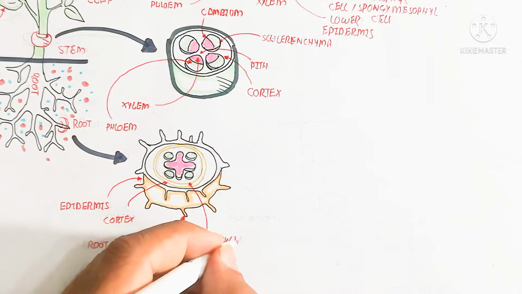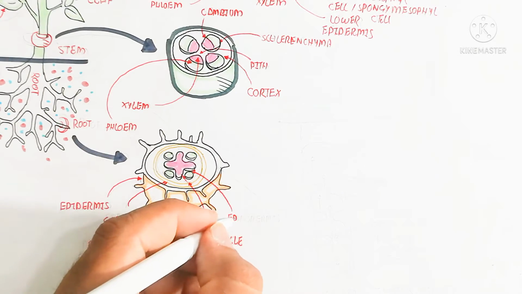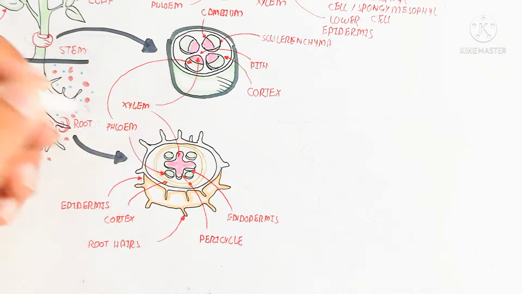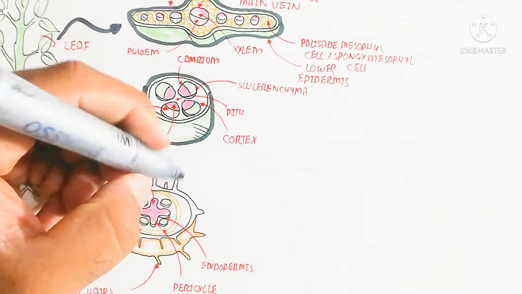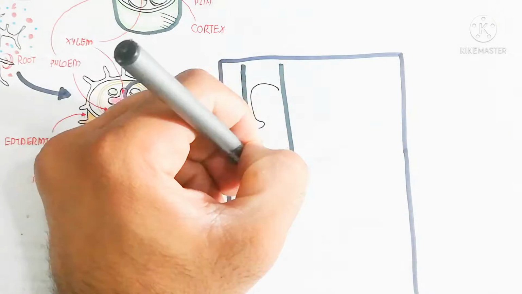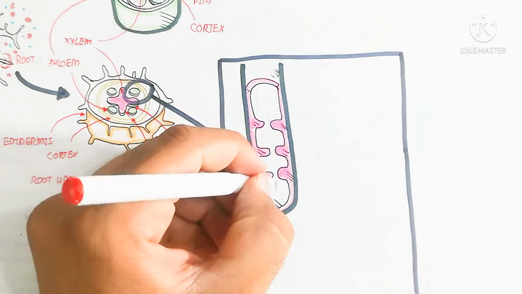toward the middle of the stem. So this is the root anatomy, which also contains the epidermis. Here is the epidermis, and this is the cortex, and root hairs are used for water absorption. Here are the pericycle, the endodermis, as well as the epidermis, xylem and phloem.